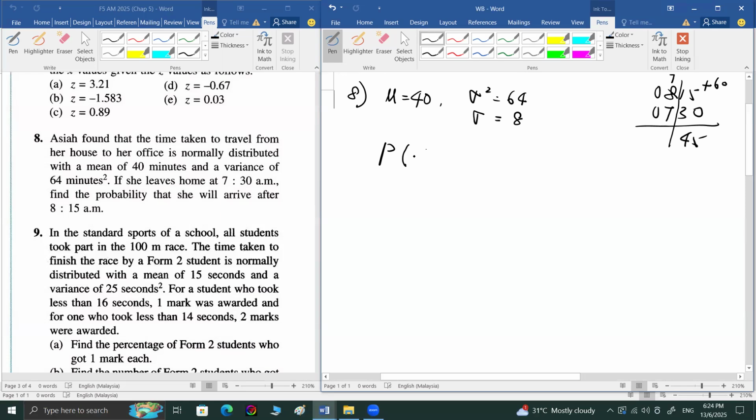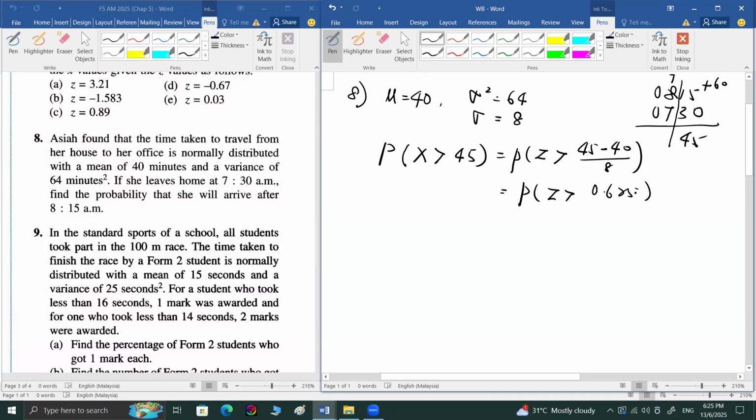So the X, okay, arrive after. Can you see the word after? After means greater. And then you change to Z. 45 minus mean per standard deviation. So it goes back to like question 7 just now. Question 7, right? Just now, no, not question 7. Question 6, I taught you, yeah? Okay, so you see here, Z greater than 0.625.